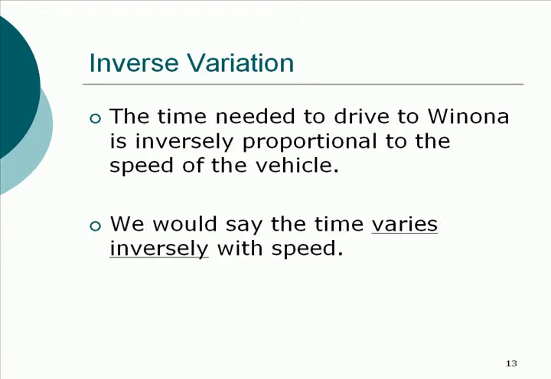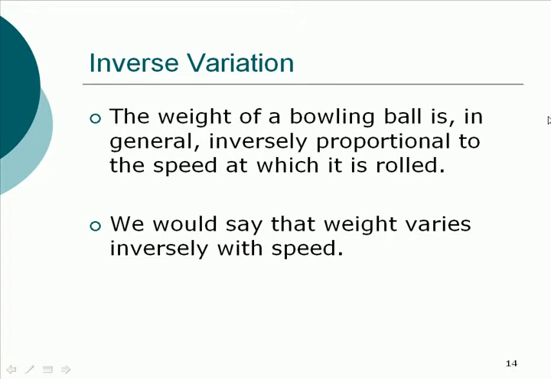The time needed to get there is inversely proportional to the speed of the vehicle, assuming you do not get pulled over. So if you double the speed at which you drive to Winona, what's that going to do to the amount of time it takes to get there? It's going to take you half as long. If you drive 1/3 as fast to get there, it's going to take you 3 times as long. And so we say that the time varies inversely with the speed. That's one example. Here's a couple more.